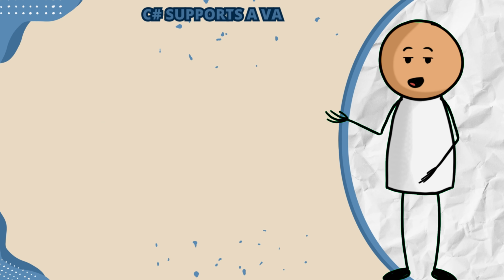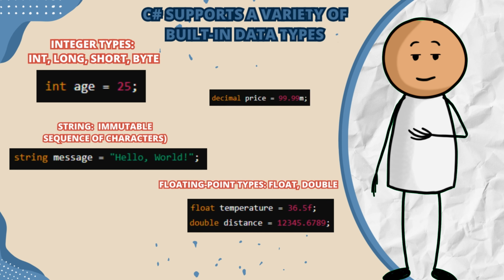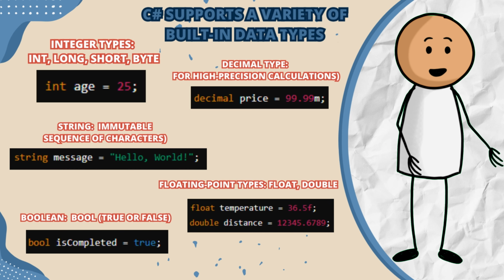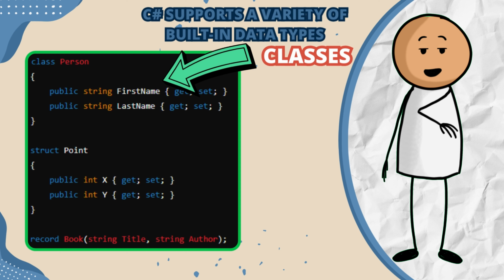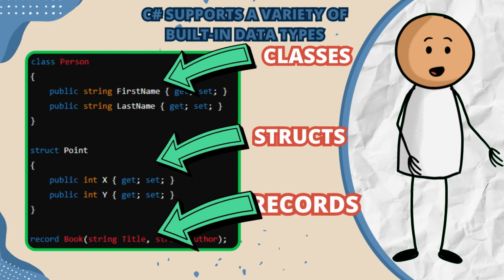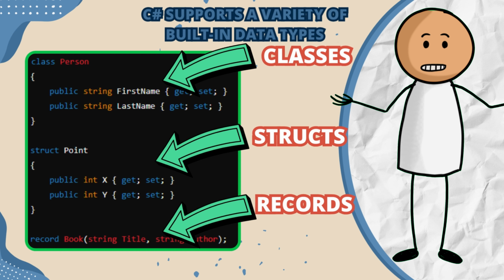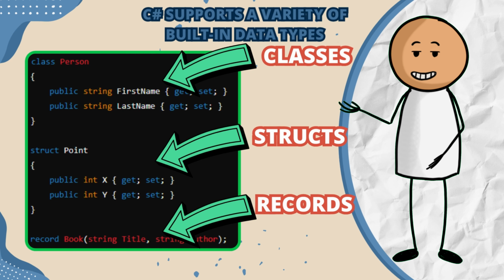C# supports a variety of built-in data types like integers, floating point numbers, strings, and more. But what really sets C# apart is its ability to create custom data types using classes, structs, and records. Classes, the backbone of C# programming, representing complex data structures with methods and properties. Structs, lightweight alternatives to classes, often used for small, value-type data. Records, introduced in C# 9, are ideal for immutable data models, especially when you need to represent a simple data structure without much behavior. Here's a quick example of each.